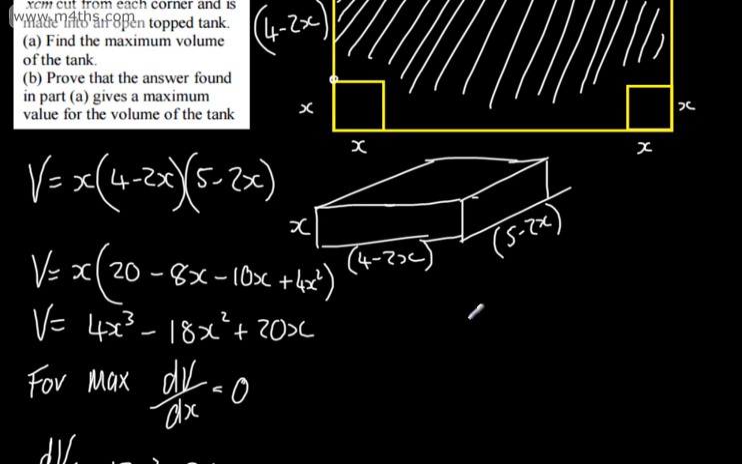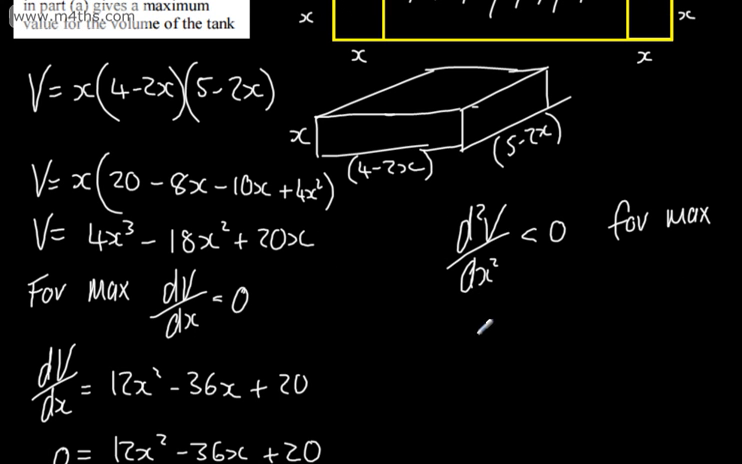So what we're going to do here is d2v by dx squared. Now for max, this will be less than 0 for max value. So let's get an expression for d2v by dx squared. That's going to be 24x minus 36.